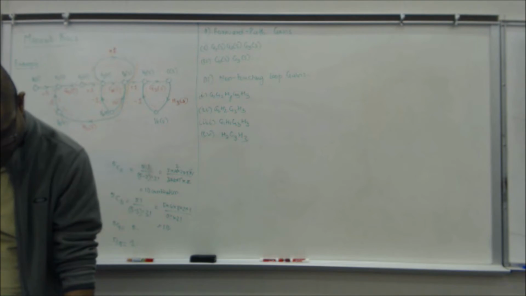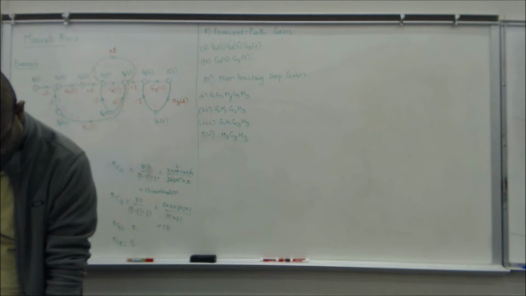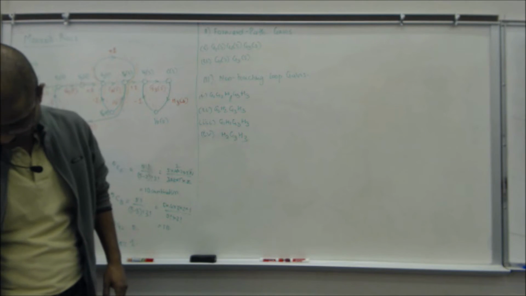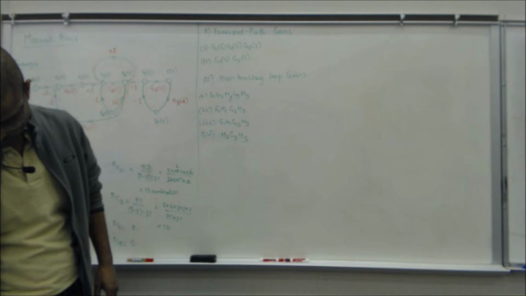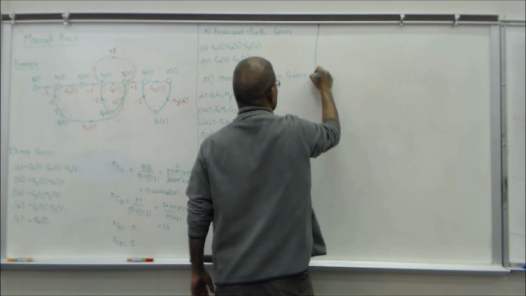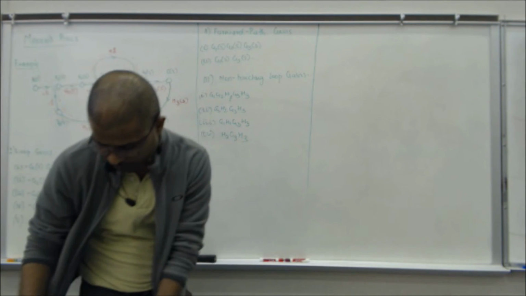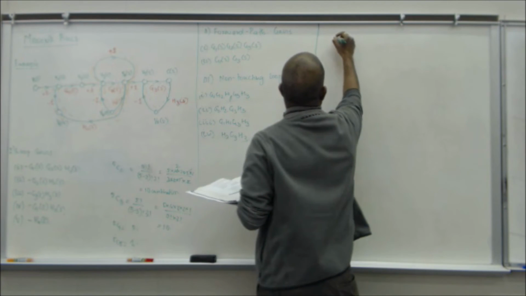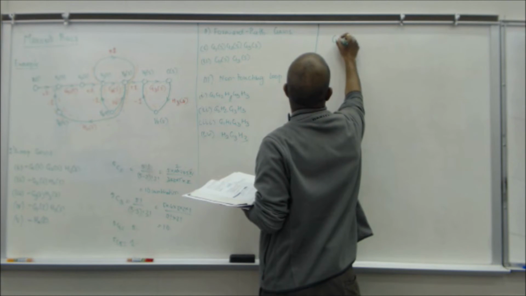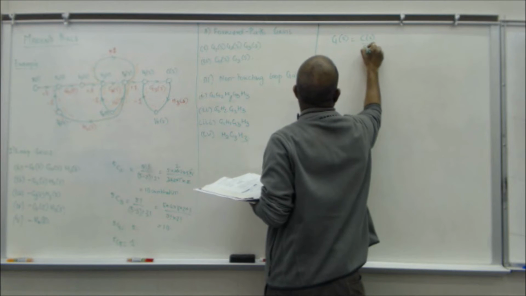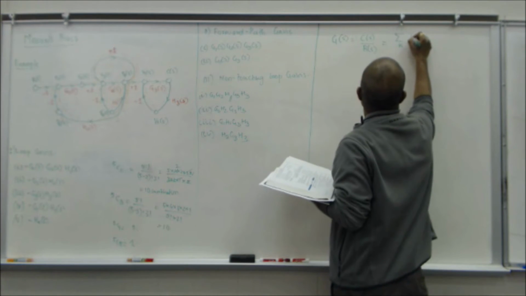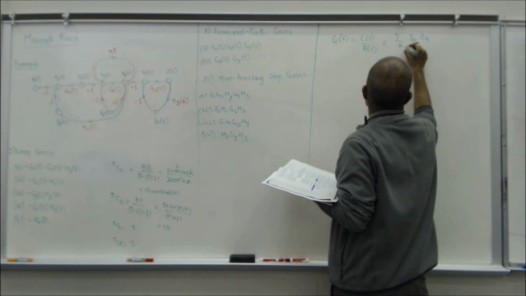and then once you have figured this out, you use this definition. Mason's rule is G(s) or T(s) is equal to C(s) over R(s). It's summation over k of T_k delta_k over delta.